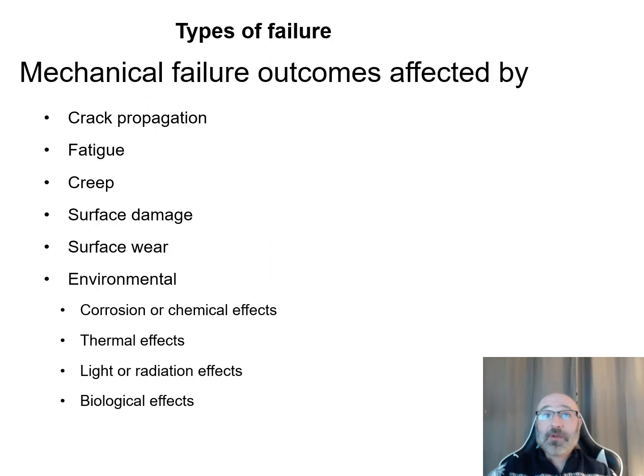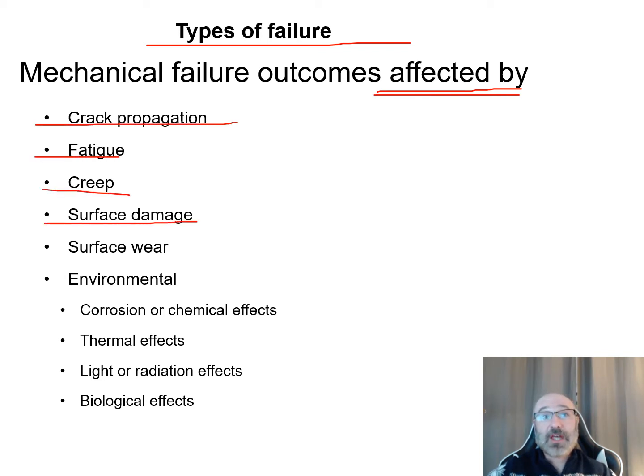Continuing on with our topic of different types of failure, let's take a look at mechanical failure outcomes and what they're affected by. They can be affected by crack propagation, fatigue, creep, surface damage, surface wear, and environmental conditions. Within the environmental conditions, we're looking at things like corrosion and chemical effects, thermal effects, light, radiation effects, and biological effects.